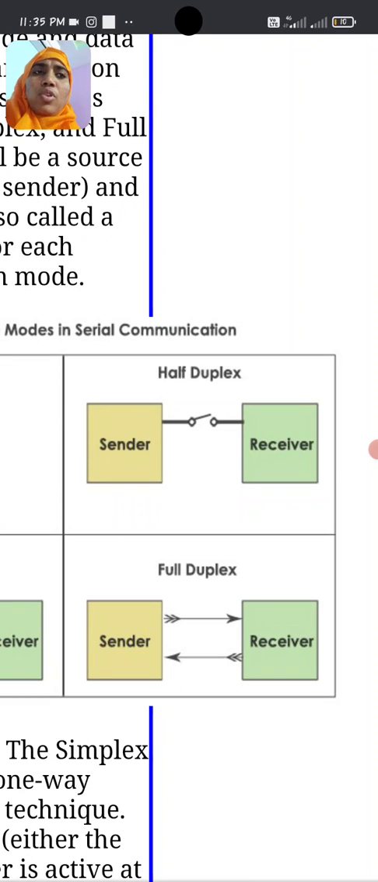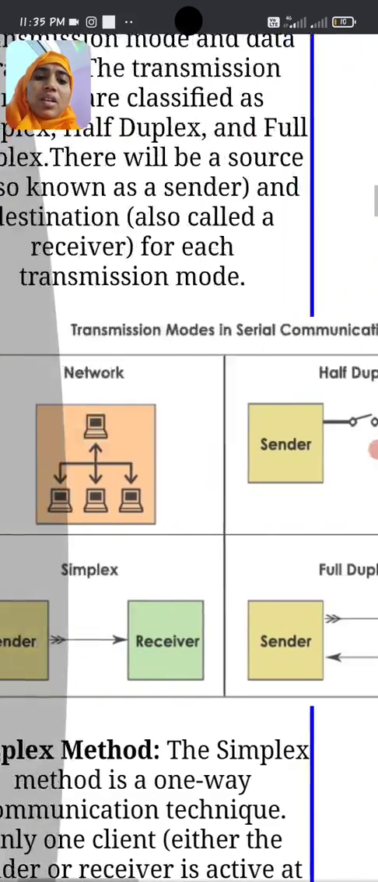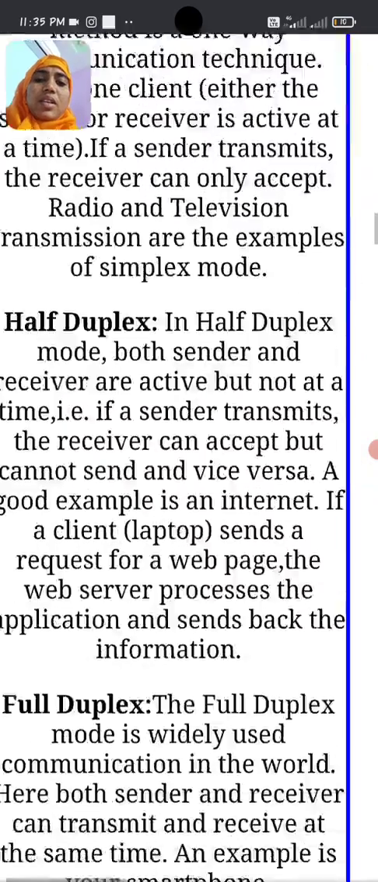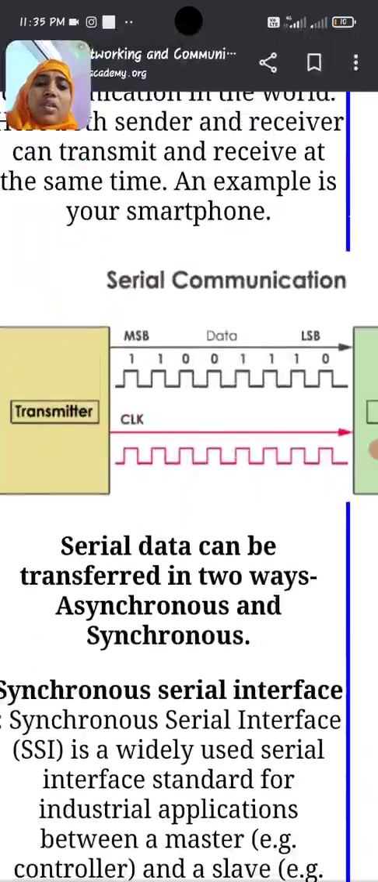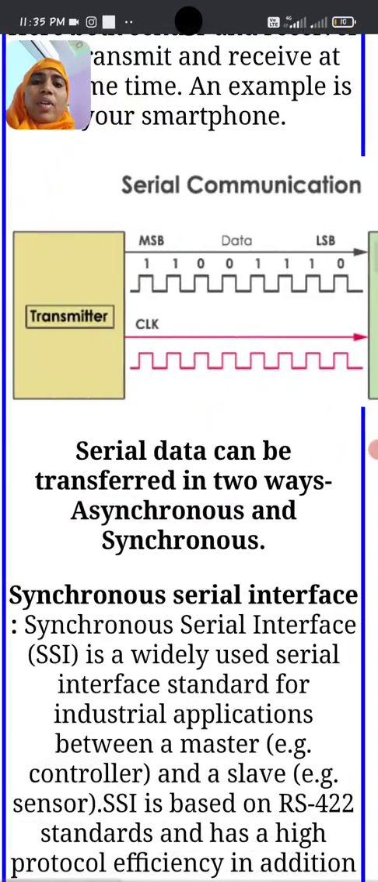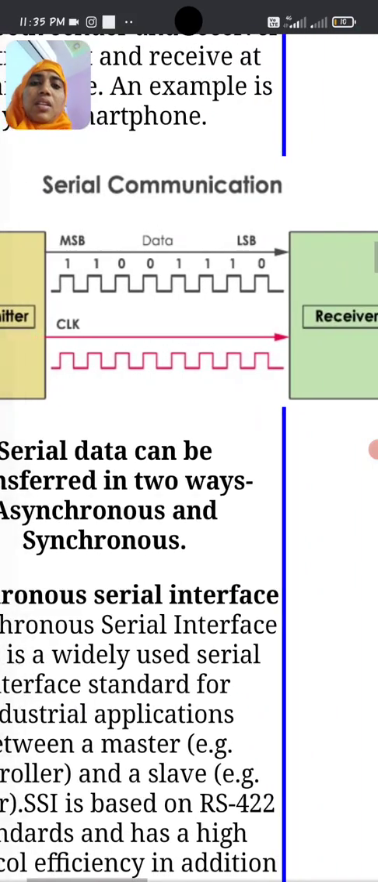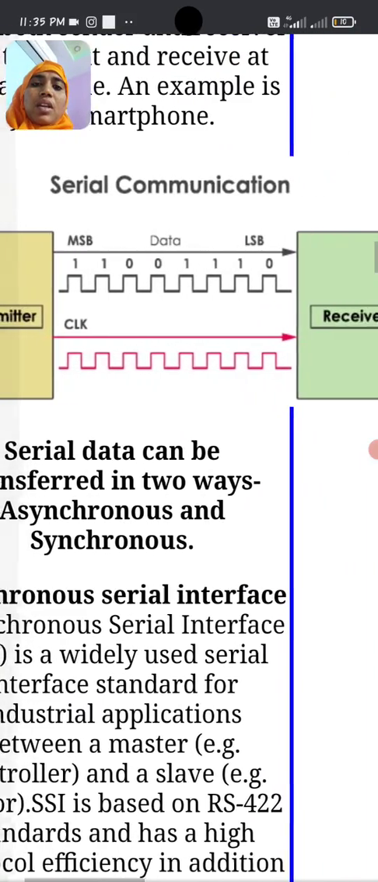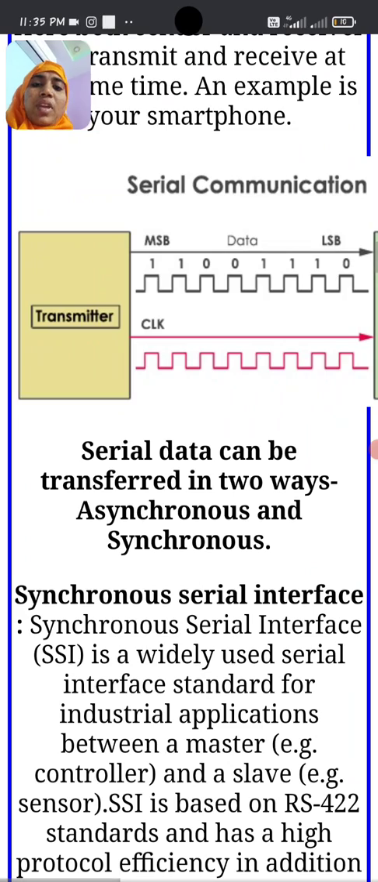Whereas full duplex is bidirectional, and we can send the data at the same time. Both devices can send the data at the same time, and both devices can receive the data at the same time. Mobile phones are an example of full duplex devices. This is a block diagram of how we can send the data serially. Here we use a single cable, and through a single cable we can send the data.